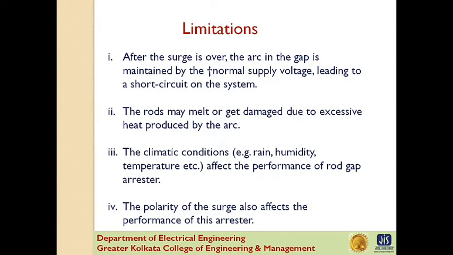Now there are limitations of this type of arrestor. First, after the surge is over, the arc in the gap is maintained by the normal supply voltage, leading to a short circuit on the system. That means surge is over, but the rods may melt or get damaged due to excessive heat produced by the arc. The climate condition, that is rain, humidity, temperature, affect the performance of the rod gap arrestor. The polarity of the surge also affects the performance of this arrestor. Due to these limitations, the rod gap arrestor is only used as the backup protection in case of main arrestor.